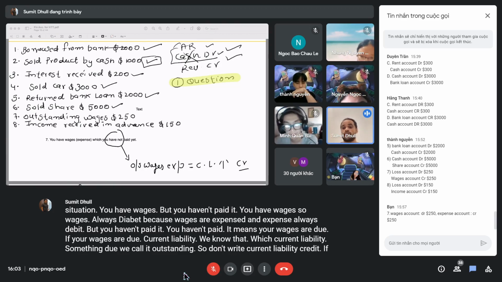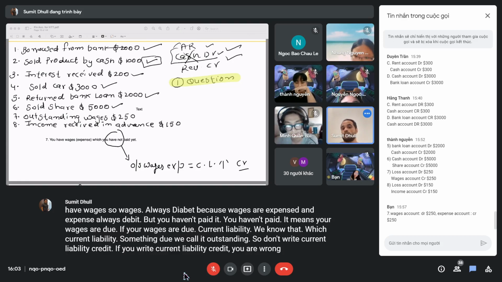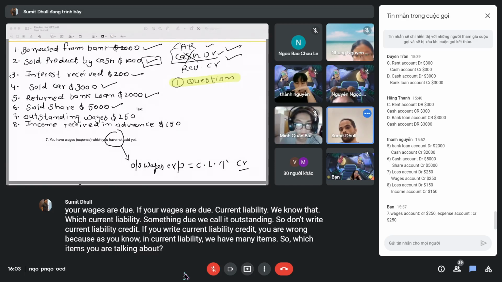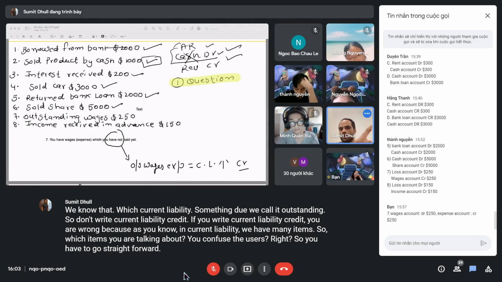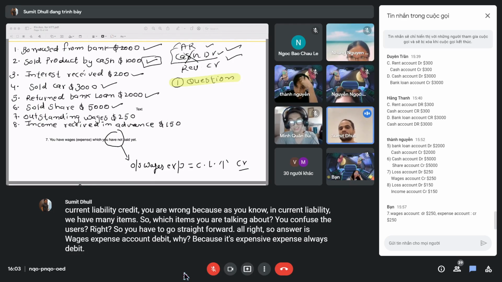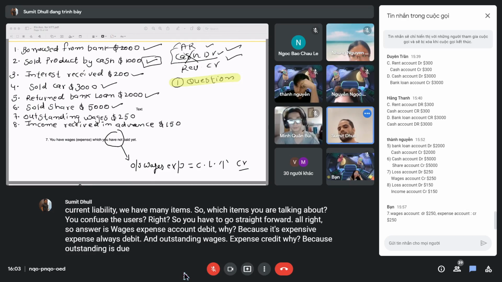So don't write current liability credit. If you write current liability credit, you are wrong because in current liability we have many items. Which item are you talking about? You confuse the users, right? So you have to go straightforward. The answer is wages expense account debit. Why? Because it's expense and expense is always debit. And outstanding wages expense credit. Why? Because outstanding is due, and due is current liability, and current liability is credit.